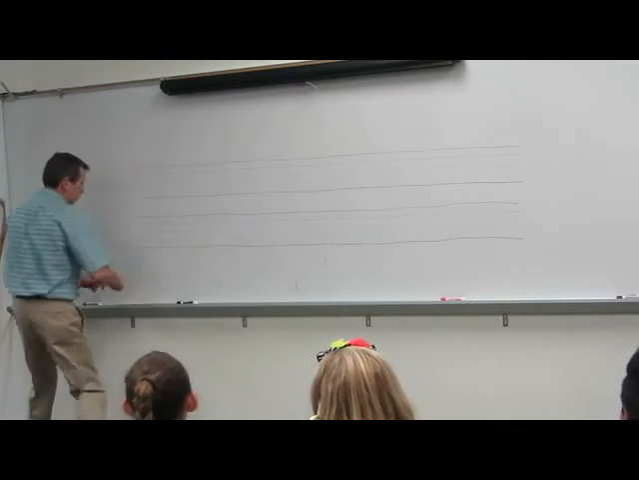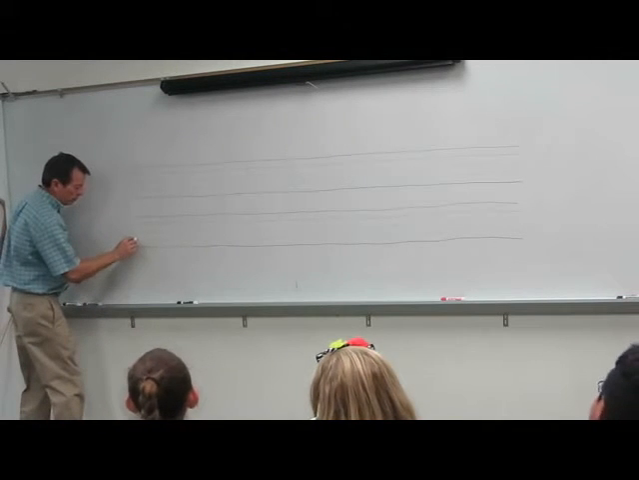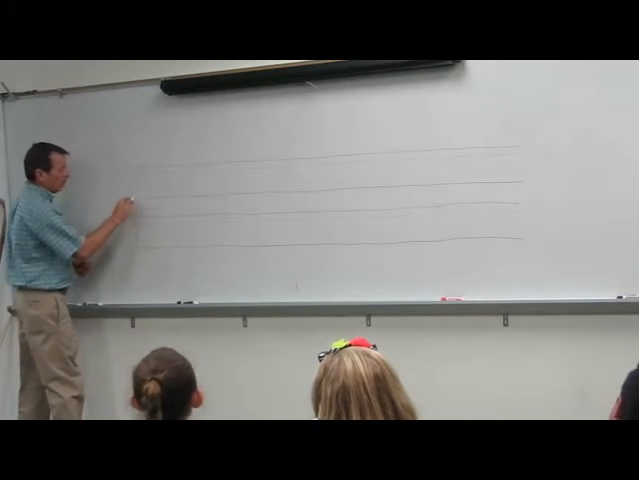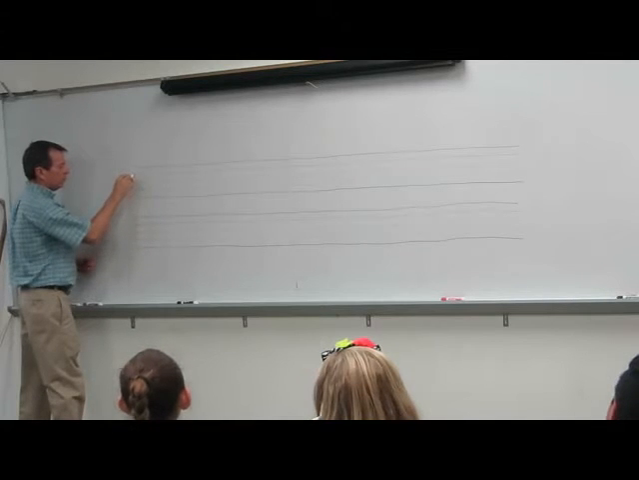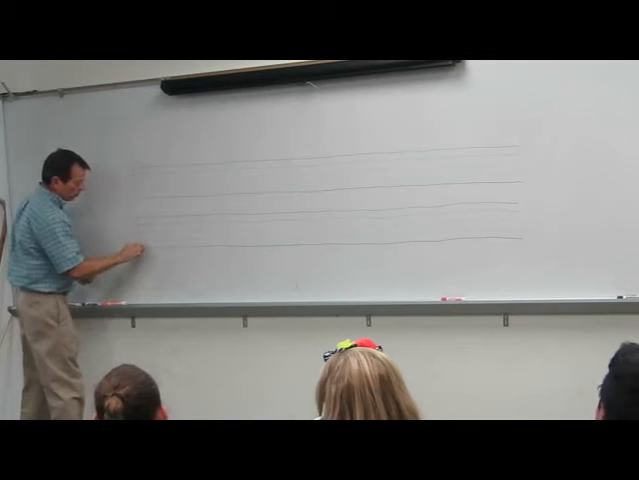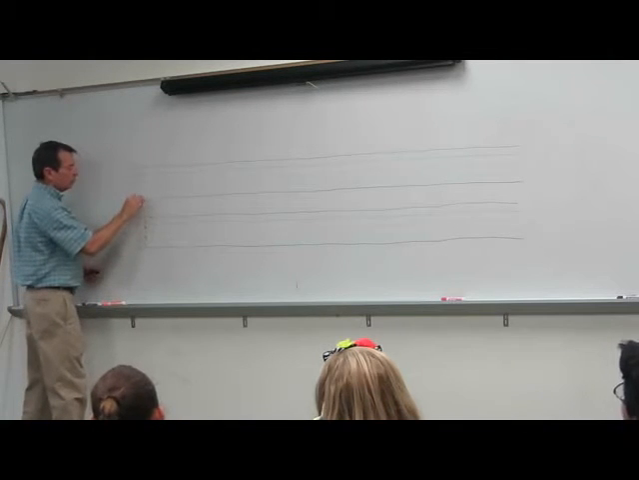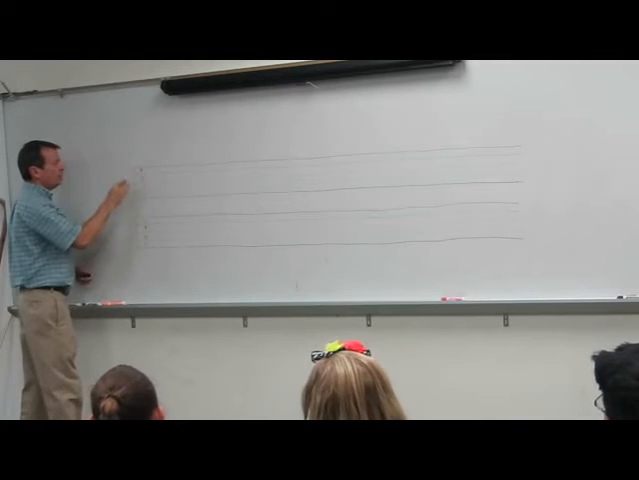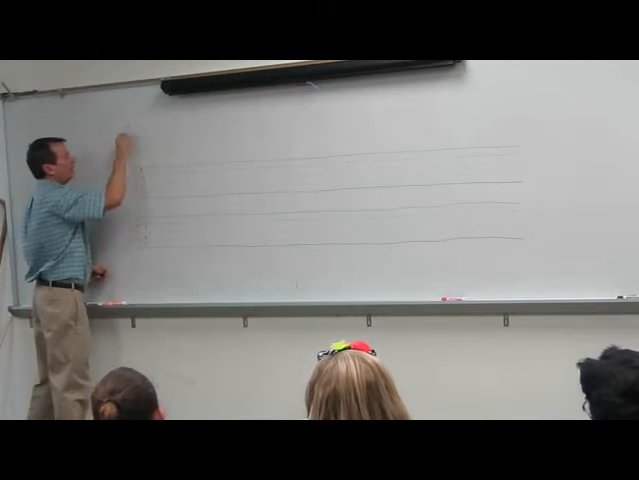Okay, let's count it. 1, 2, 3, 4, 5. And the spaces would be? 4. 1, 2, 3, 4. Each one of these 5 lines and 4 spaces is called a?